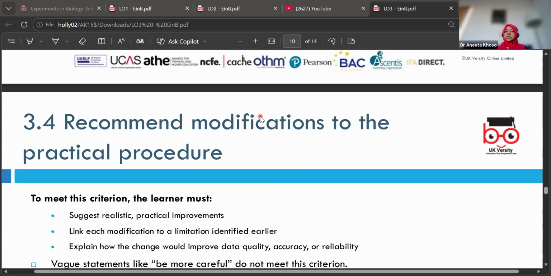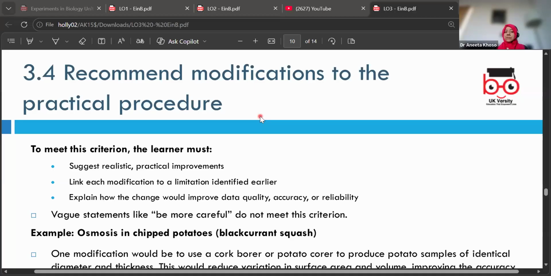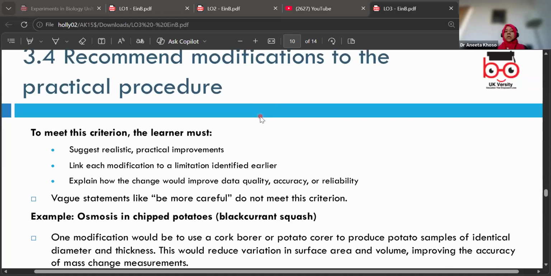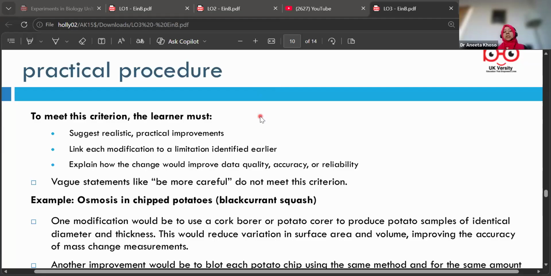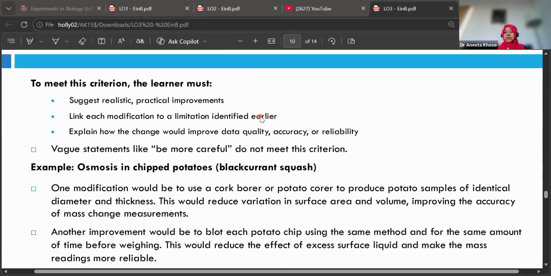Now we go on to recommend modifications to the practical procedures. To meet this criterion, the learner must suggest realistic practical improvements, link each modification to a limitation identified earlier, and explain how the change would improve data quality, accuracy, and reliability. You cannot use vague statements like "be more careful." This does not meet the criterion.